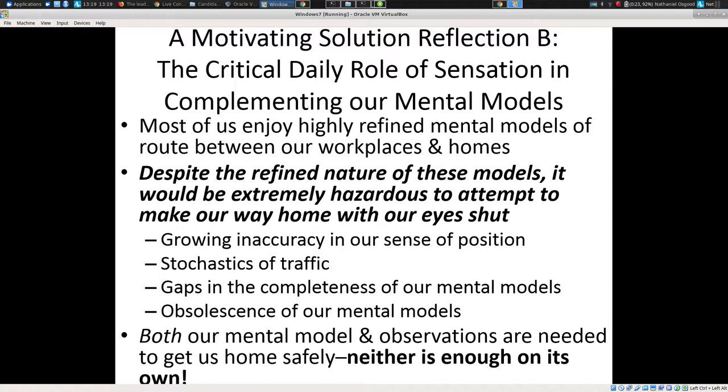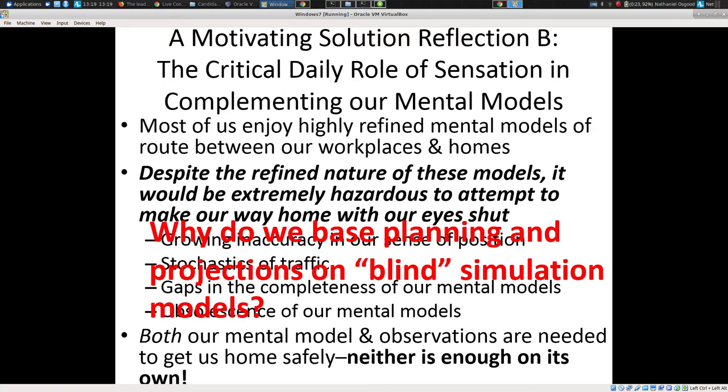And neither the model nor the observations are enough on our own. Taken in isolation, the model will end us up on our face if we don't have observations coming in. If we tried to walk home with our eyes closed, we'd end up at the bottom of staircases or flat out on the street. If we were just depending on observations and we didn't have a mental model about where to go, we wouldn't be getting home. It's hard to get where you're going if you don't know where it is, right? So we need both together.